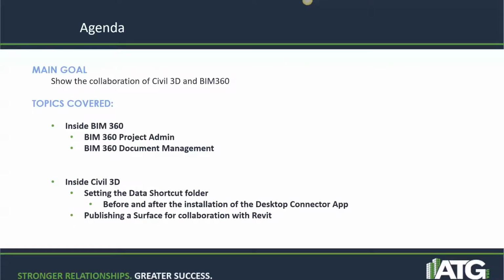So the webinar today, we're going to look at inside BIM360, the project admin side, the document management side, and then we're going to jump into Civil 3D and we're going to look at setting a data shortcut folder before and after the installation of a desktop connector app, and then publishing a surface for collaboration with Revit.